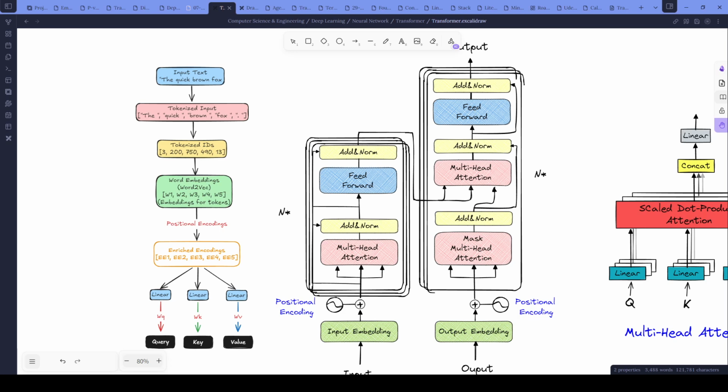So this is the transformer architecture on-board overview. In the next videos we will go through the different components and we'll go through finer details.